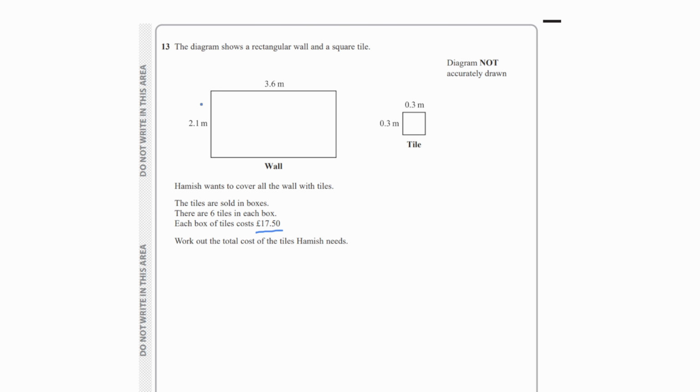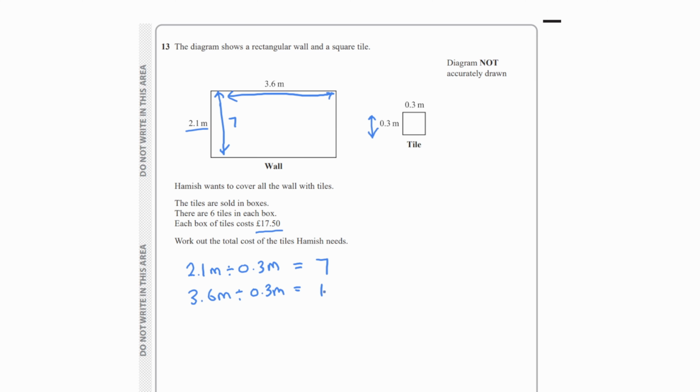So we need to work out how many tiles he needs to actually tile the wall. If we think of how to do that, well, we know this distance of the tile is 0.3 and it goes up a height of 2.1 meters. So we want to see how many tiles he needs in this direction. So take your 2.1 meters and divide it by 0.3 meters. And that would tell you that he needs 7 tiles. So there would need to be 7 tiles this way. Then work out how many tiles he'd need to go across in this direction. So take your 3.6 and divide it by 0.3.